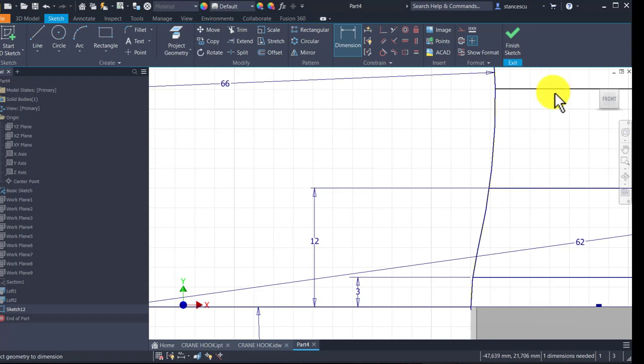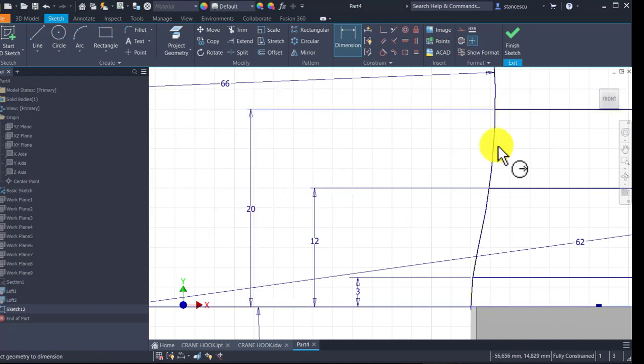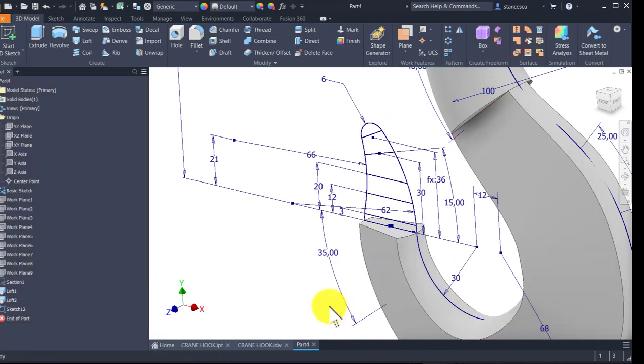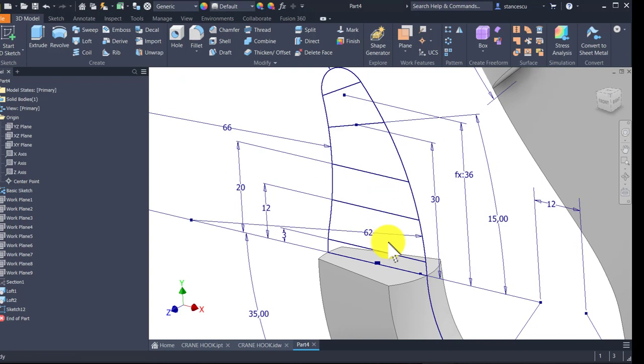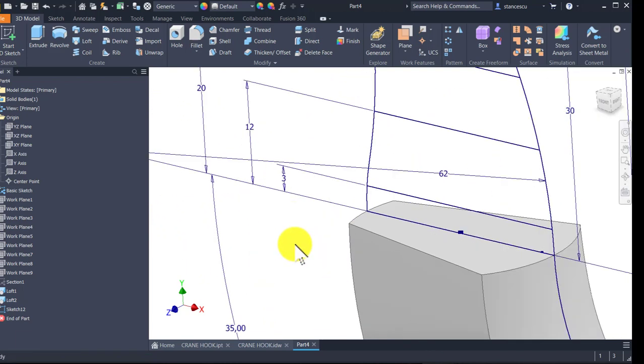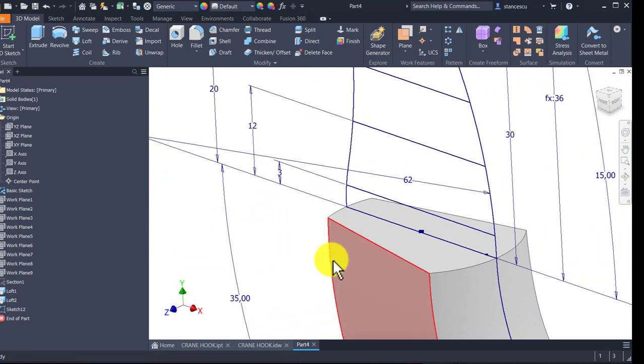And the last, which is 20, my friends. Finish sketch. Now we have to apply again 1, 2, 3, 4, 5 sections. Yes, it is difficult, but we want to obtain something very, very nice and clear and correct.